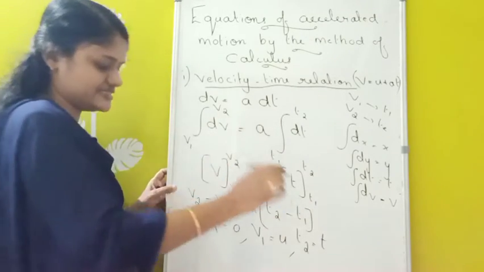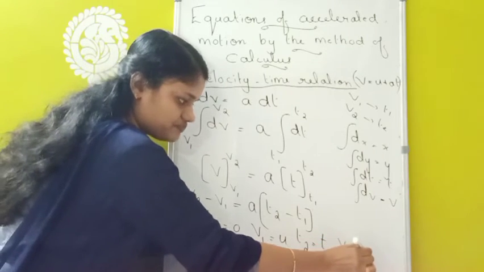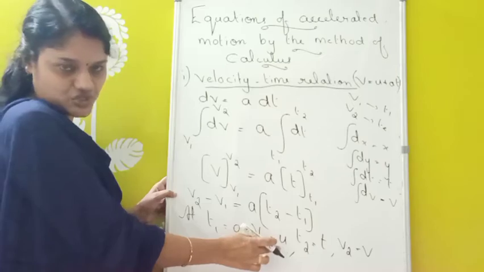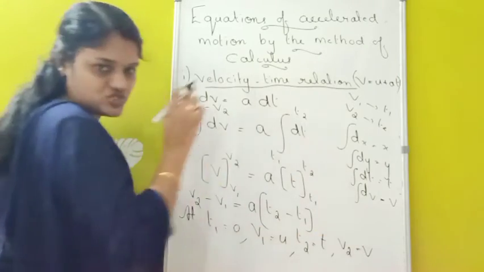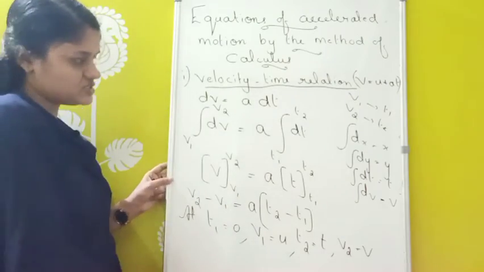Okay, the final time. So the initial time I have taken as 0 and the final time I have simply taken as T itself. And the final velocity V2 is simply taken as V. The initial velocity we have taken as U and the final velocity as V. Now we have to substitute all these values in this equation. So what will we get now?